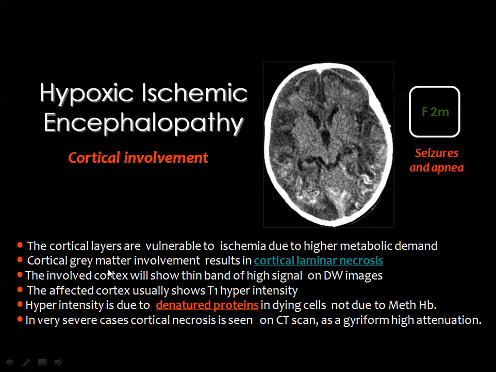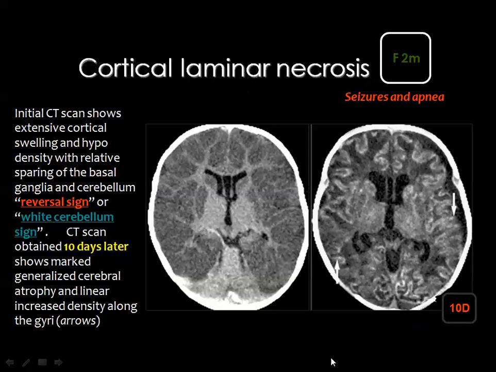The cortical gray matter involvement will result in this disease, which is the cortical laminar necrosis, and this will appear in the CT scan as hyperdense serpiginous cortical lesions, and also in MRI, it will show hyperintensity on the T1 weighted image.